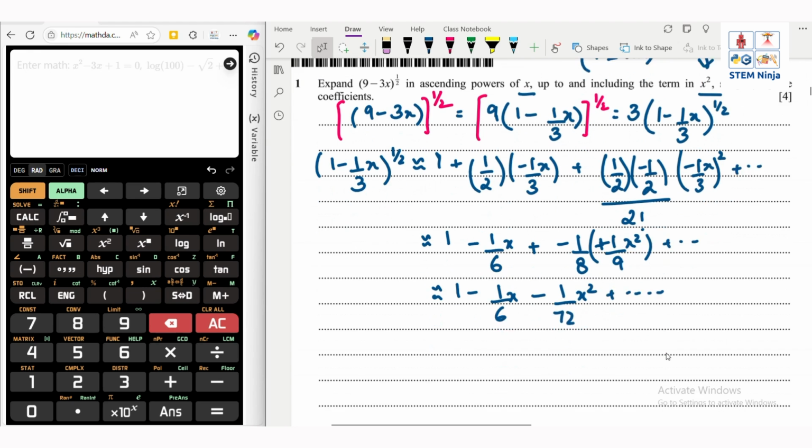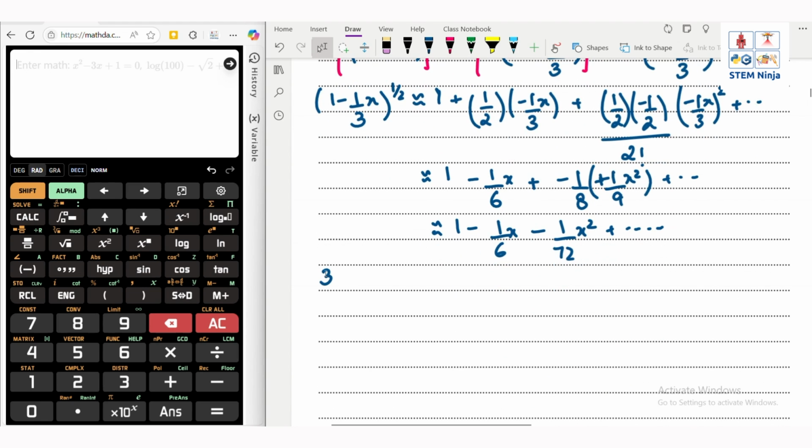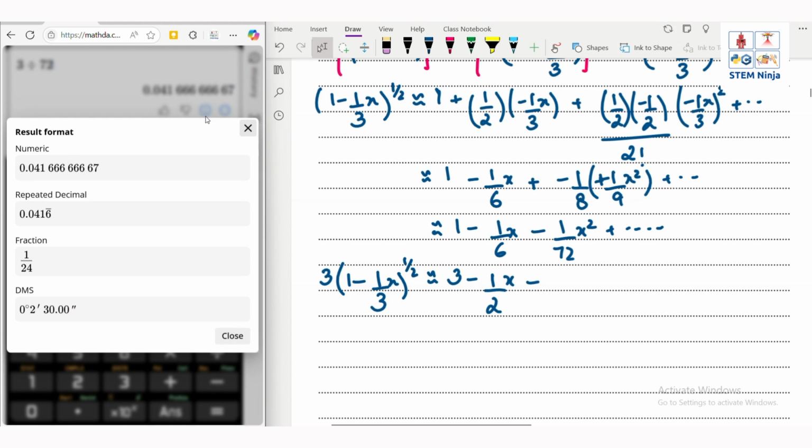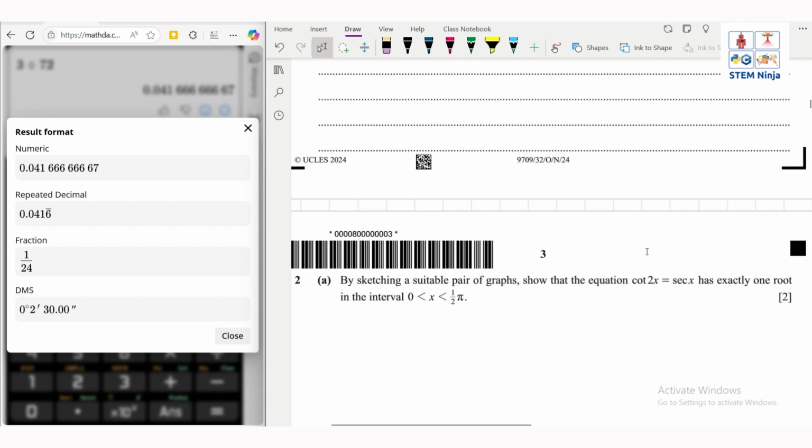Now, when we multiply the 3 with this, all the terms are multiplied by 3. So 3 minus 3 divided by 6, which is 1 over 2, x, minus 3 divided by 72, which is 1 over 24, x squared. And that's it. That's your final answer. All right, moving on to the next question.